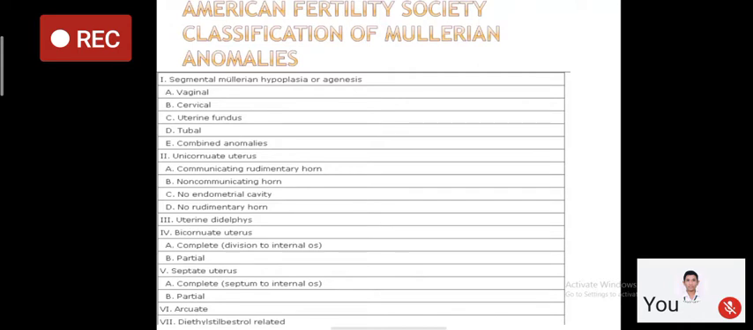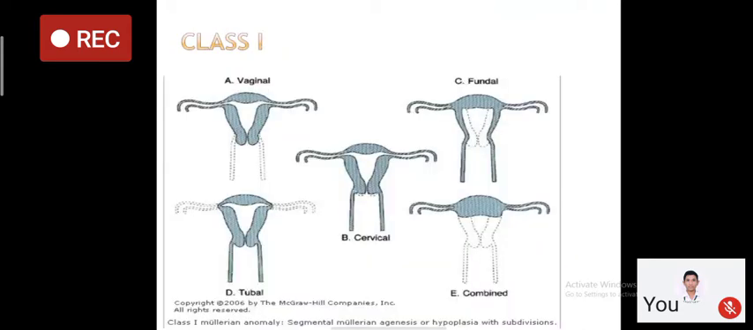Fourth is the bicornuate uterus. There is a cornu of the uterus that leads to the bicornuate uterus. It could be a complete division up to the internal os, or it could be a partial bicornuate uterus. Septate uterus, that could be partial or complete. There could be arcuate or DES related abnormalities of the Mullerian ducts.